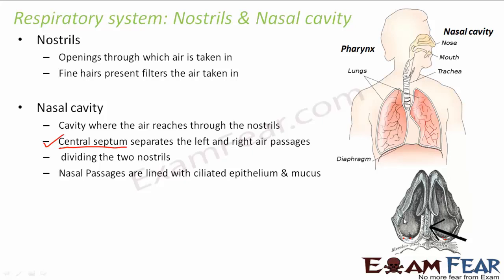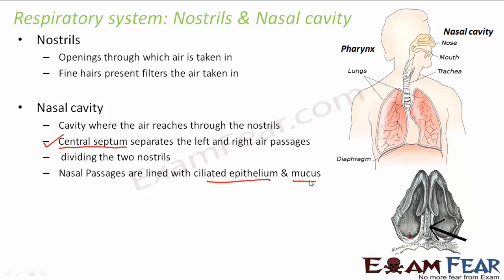Nasal passages are lined with ciliated epithelium and mucus. Once the air enters the nose and passes through the nasal cavity, everywhere in this passage it is seen that it is lined with ciliated epithelium. What is ciliated epithelium? The epithelial tissue which is lined with cilia. Cilia are fine hair-like structures, right? And it is also lined with mucus. What is mucus? The slimy, slippery substance.